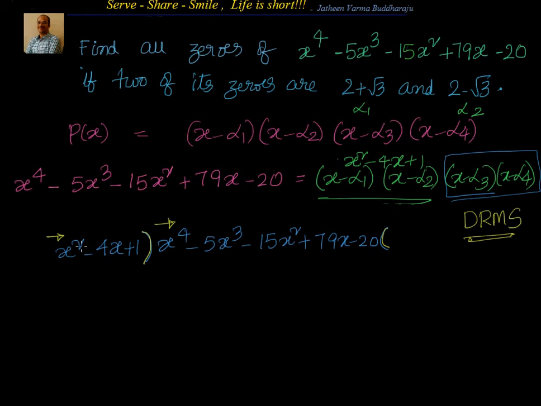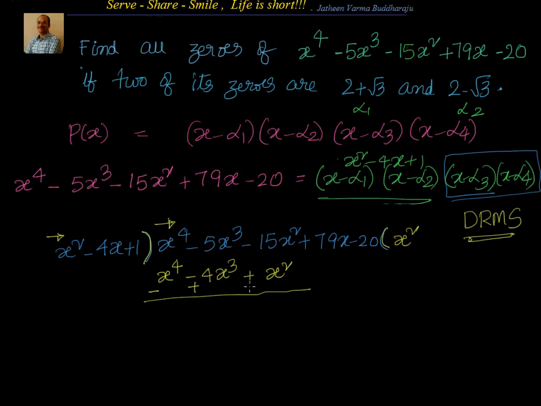You keep them in descending order, then divide the leftmost. X to the power 4 by x square is x square. You keep it on right side. We did that. Then you have to multiply. We will multiply now. X square into x square is x to the power 4 minus 4x cube. Then x square into plus 1 is x square. Now divide, write, multiply. After that we have to subtract.